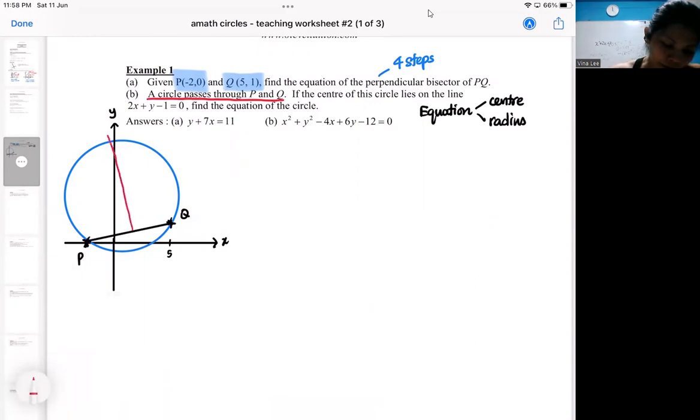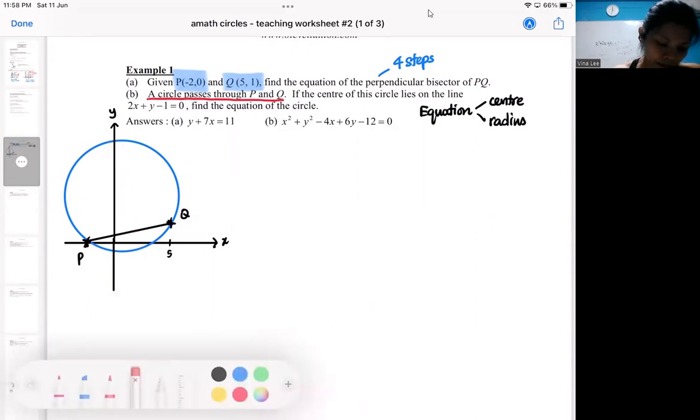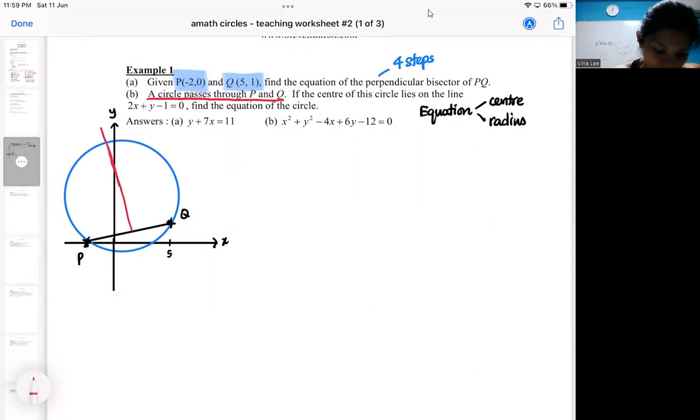This is not the extreme case where the chord is vertical or horizontal. This is the kind where it is in a way slanted. So that is the perpendicular bisector. I will know that the center is somewhere along that line. And then the question gave us another piece of information: the center also lies on this line.